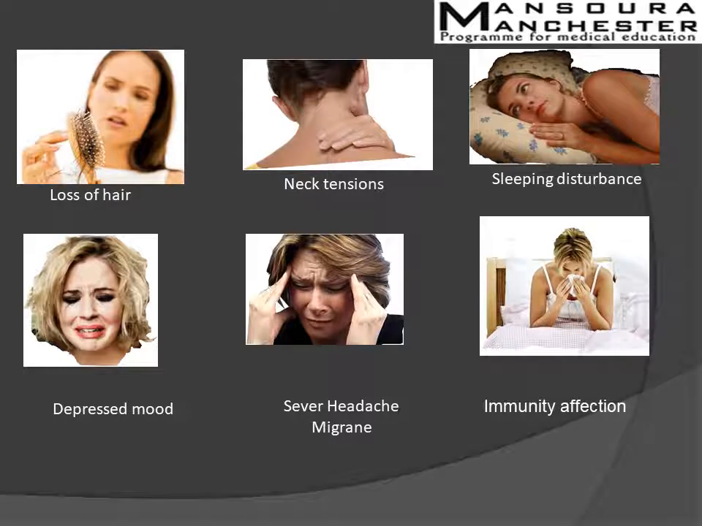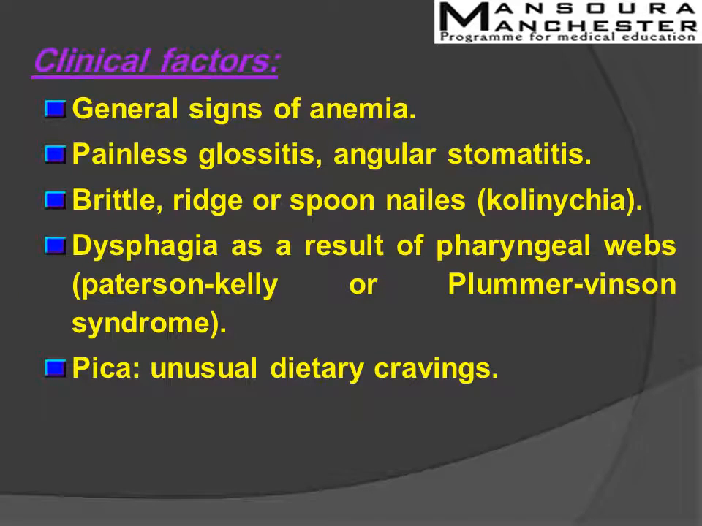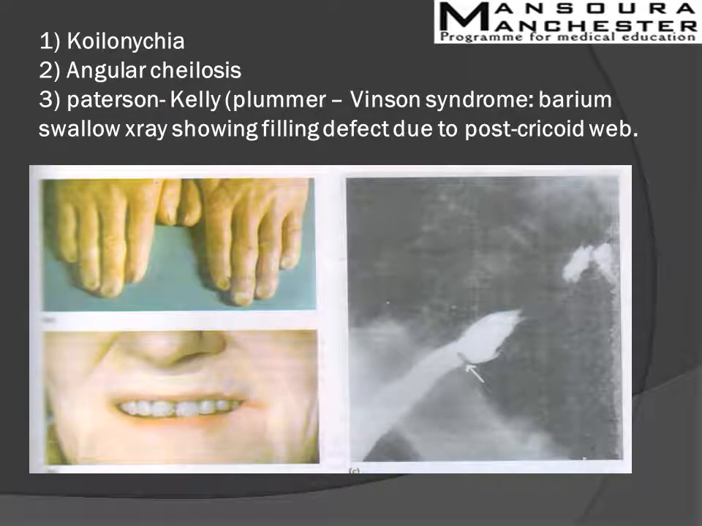These are general symptoms of iron deficiency, including loss of hair, neck tension, sleep disturbance, mood changes, immunity affection, severe headache, and migraine. Regarding the signs of iron deficiency anemia, it usually has what's called glossitis and angular dermatitis. The glossitis is usually painless. These patients have what's called koilonychia, which means flat or even concave nails, called spooning of the nails, which is characteristic of iron deficiency anemia.